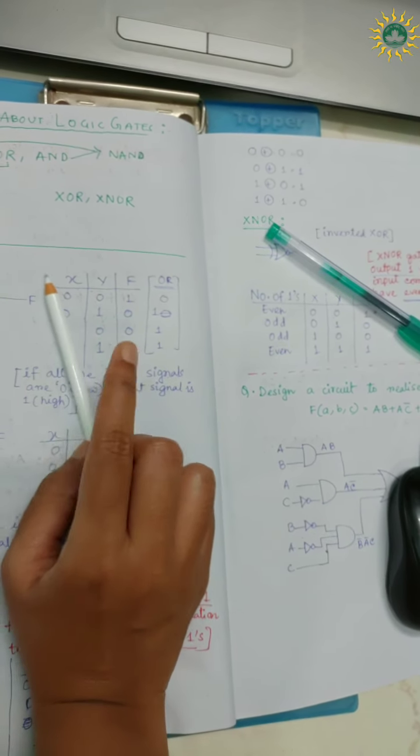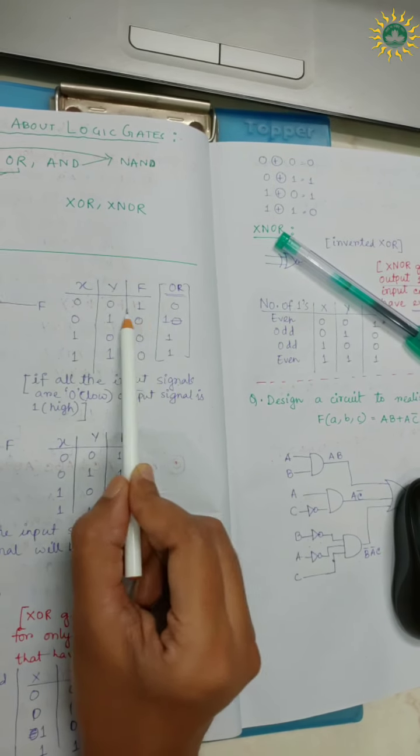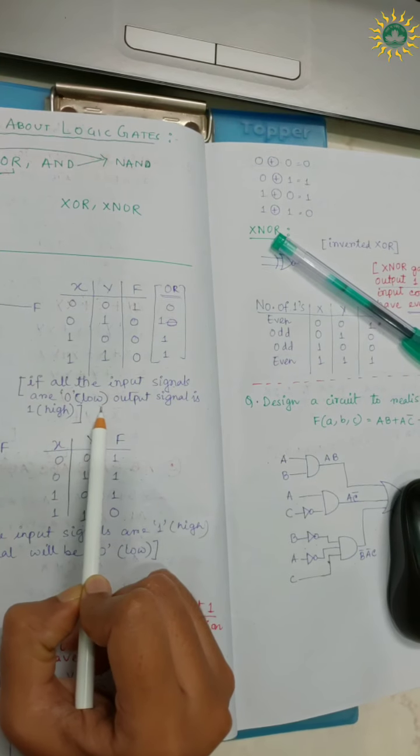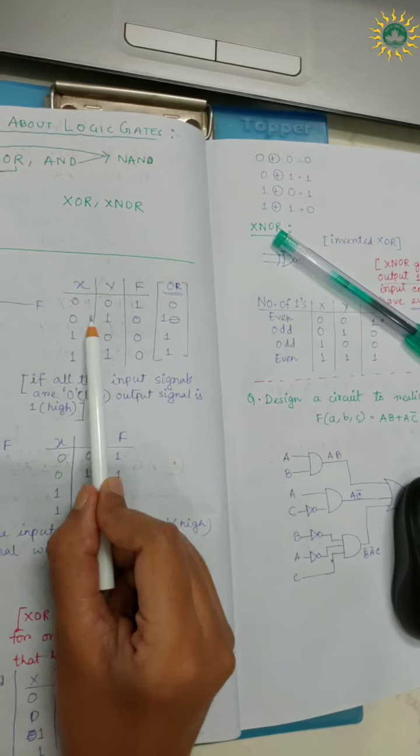See, the output of the NOR gate is exactly opposite. You had 0 here, the output is 1 here, because we have to have the input signals as 0 to get the desired 1 output in NOR case, right?